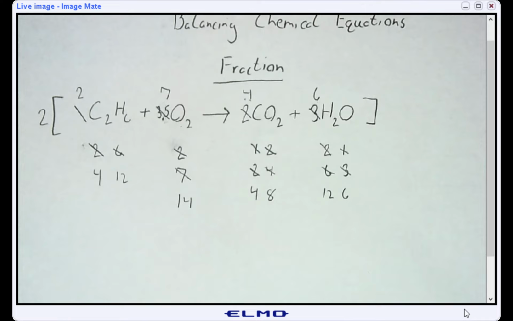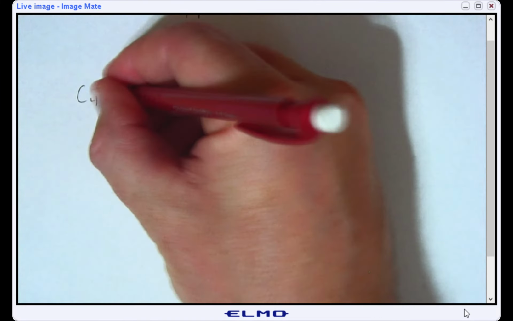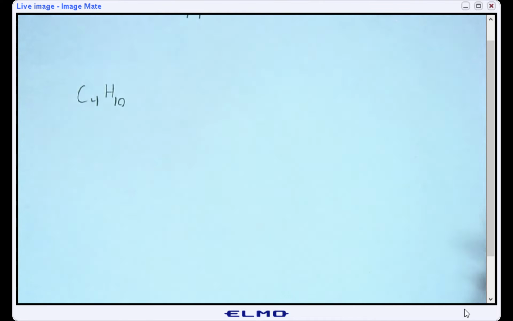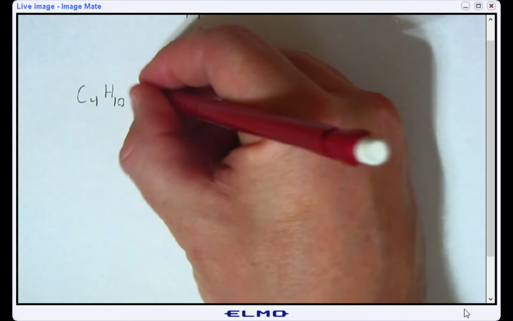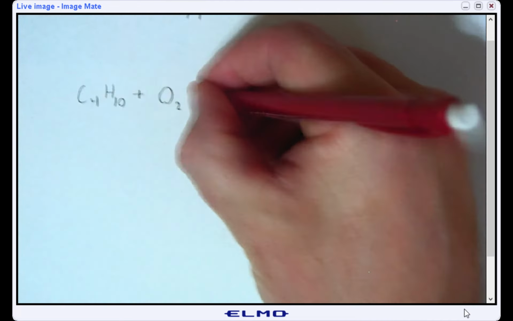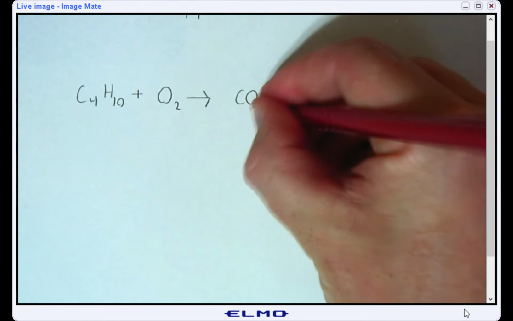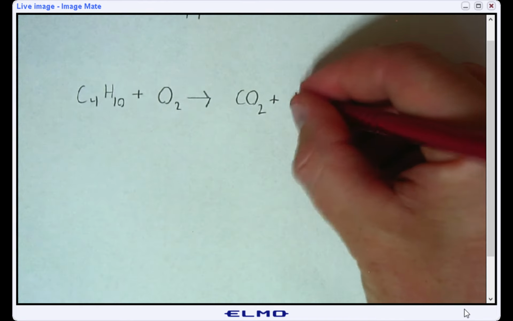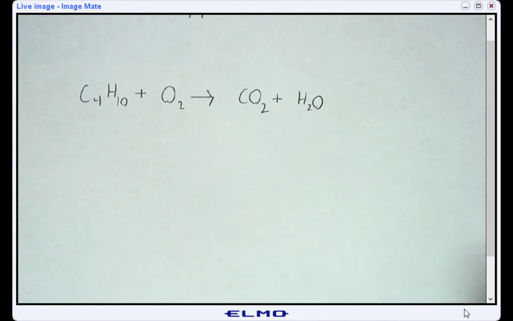All right. Now, let's give you a practice one. Fun little practice one. Let's do C4H10, a little bit of butane there, found in lighters, and a little bit of O2 oxygen. We like our oxygen. And they are going to chemically react and create carbon dioxide and water. So go ahead now, pause the video, and let's see how well you can do.